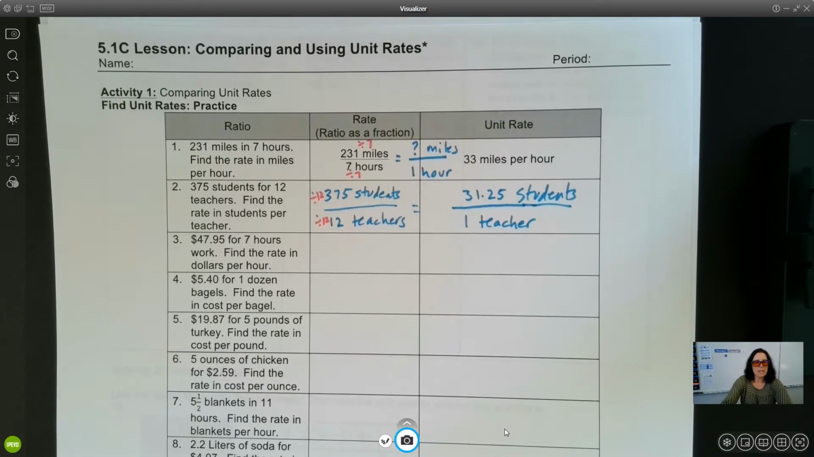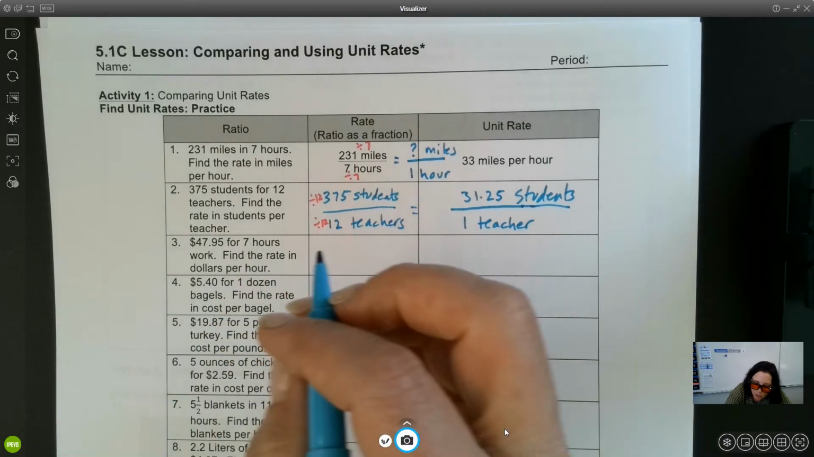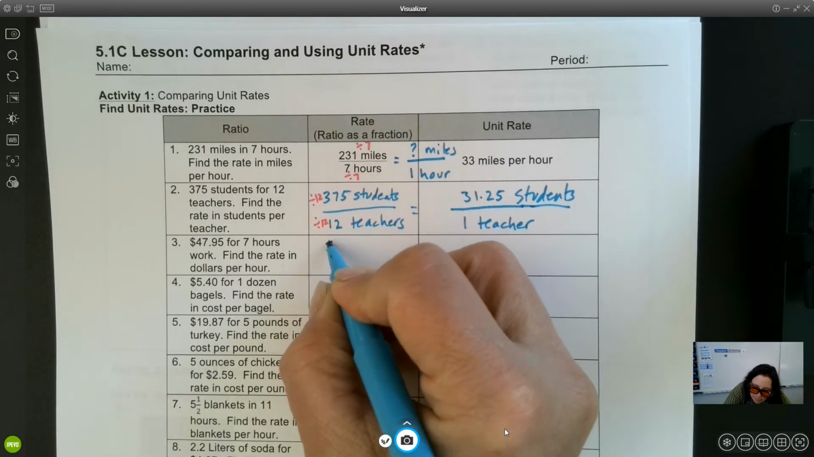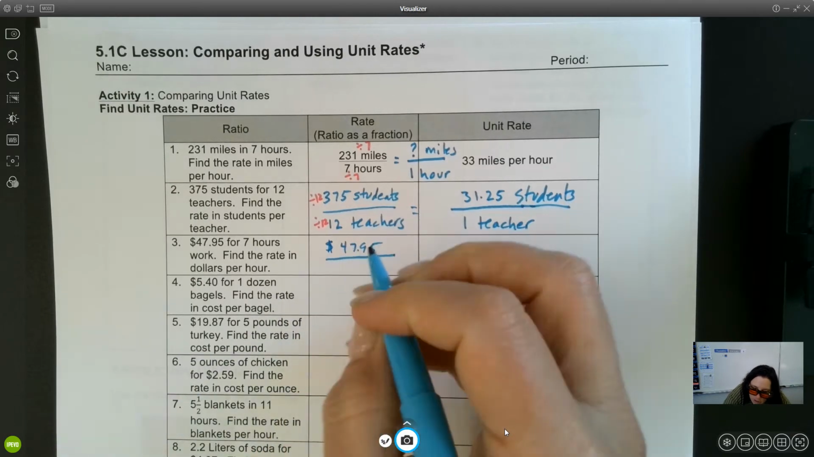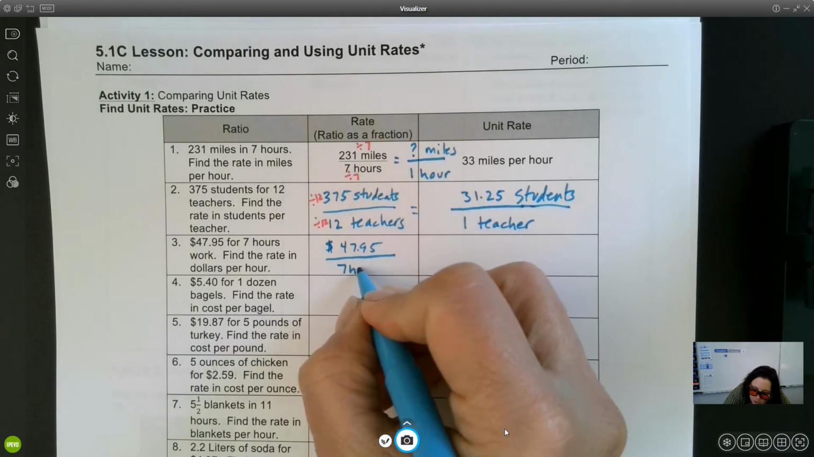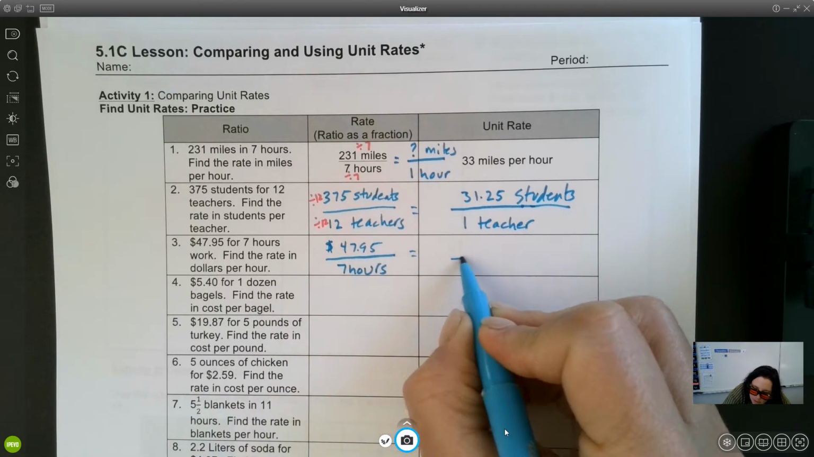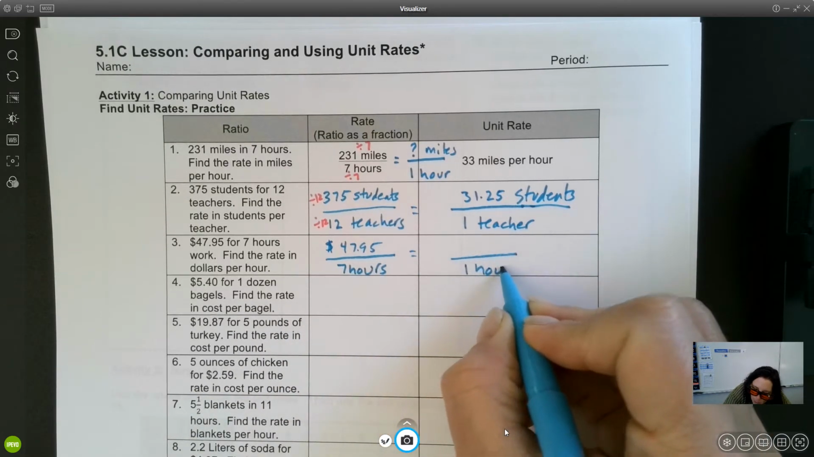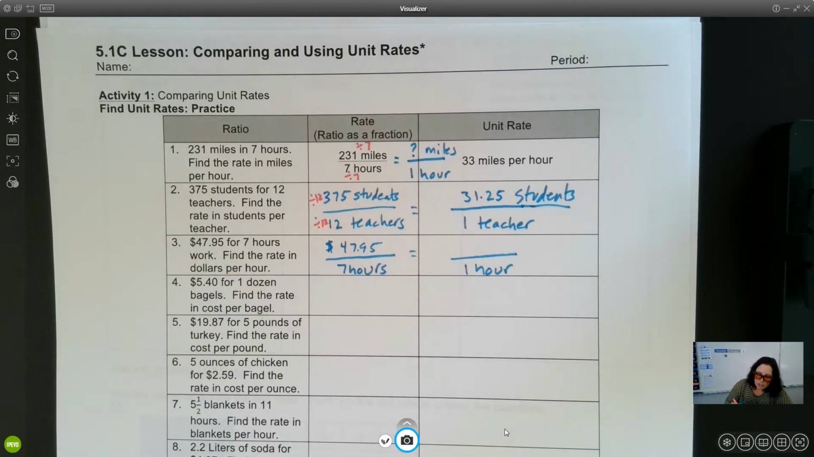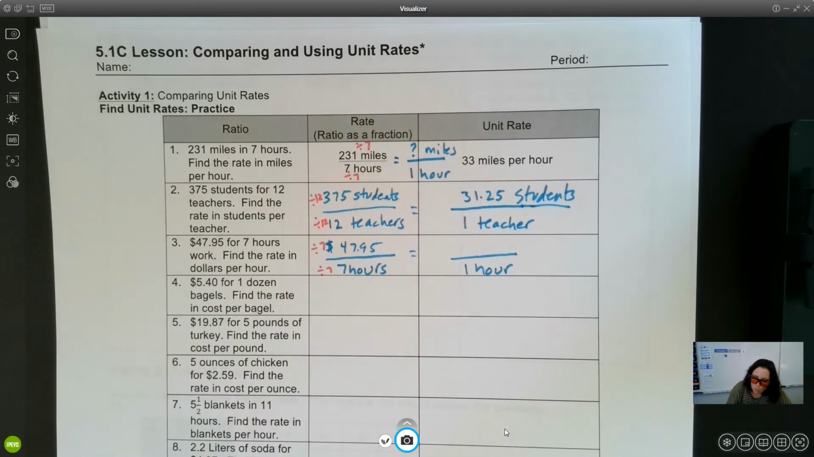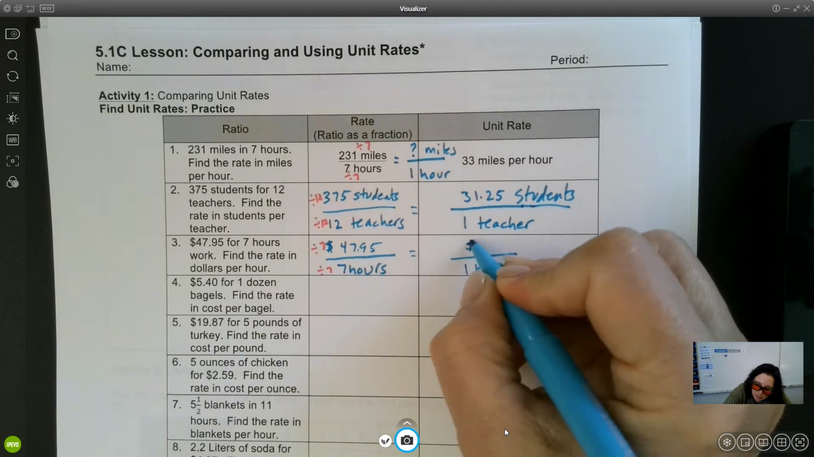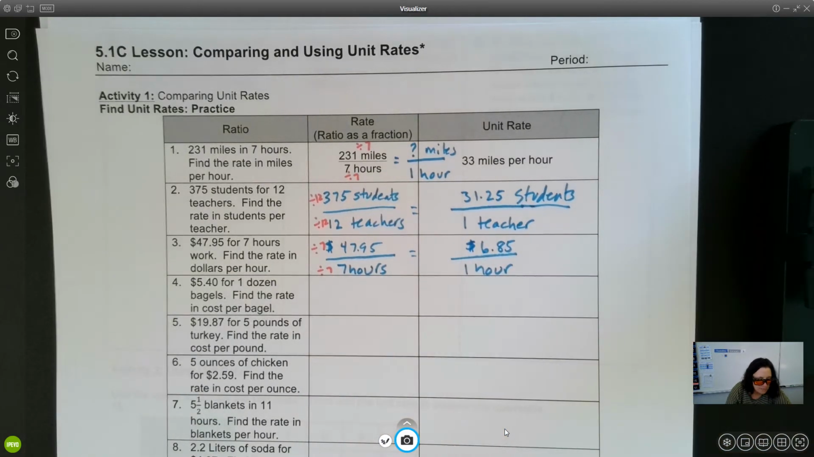All right, $47.95 for 7 hours work. Find the rate in dollars per hour. So we want dollars on top. $47.95, dollars, have the unit, dollar, and then 7 hours. And we want 1 hour. Hopefully you're understanding we're going to be dividing by 7. So 47.95 in your calculator divided by 7 comes out to be $6.85 per 1 hour.